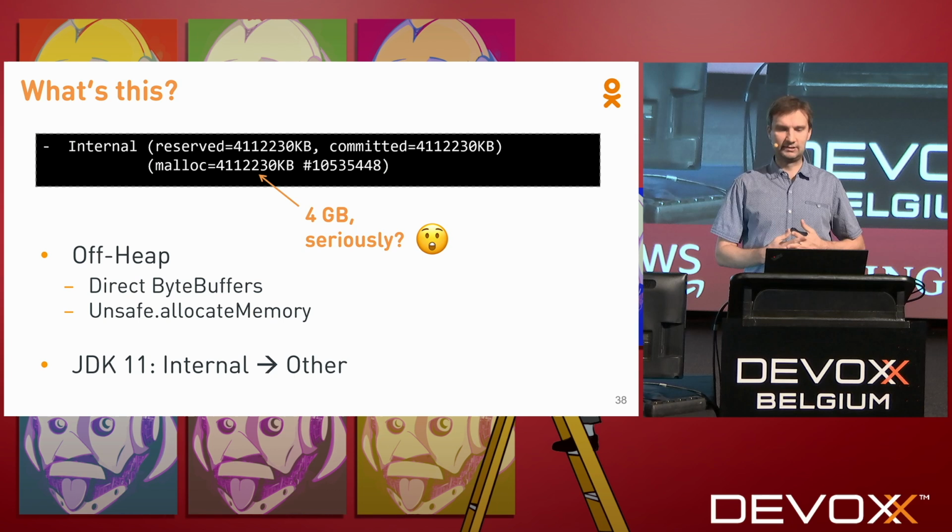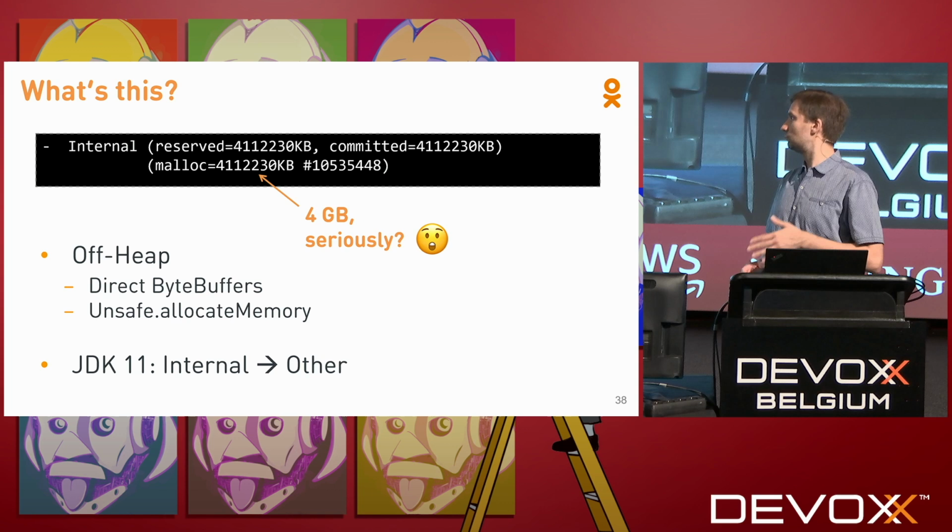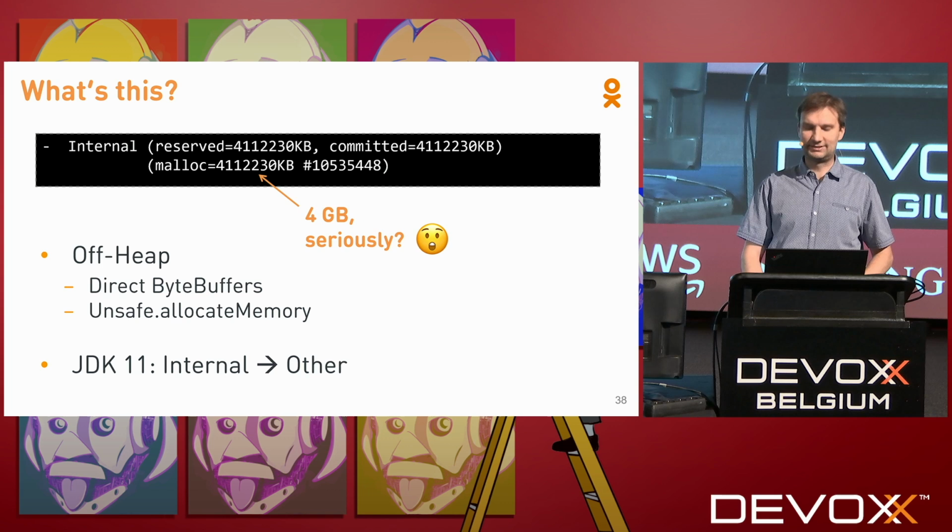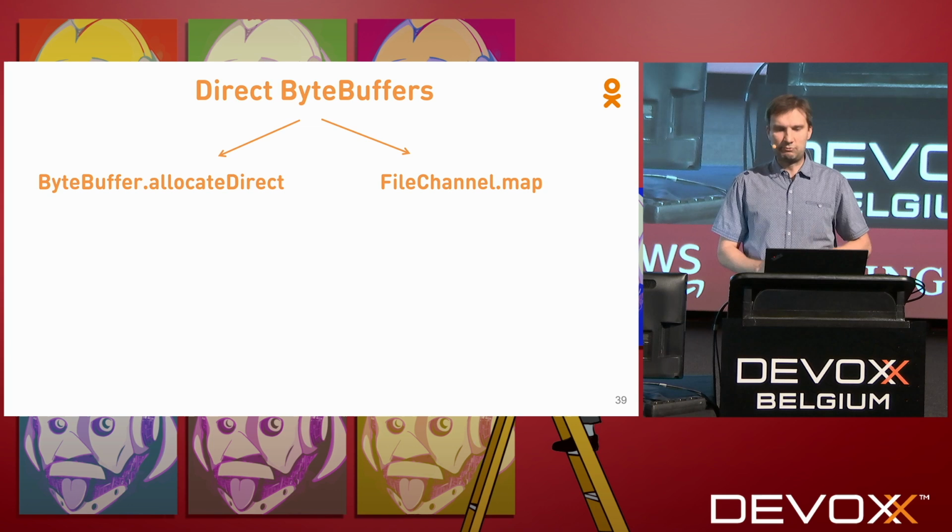So there, in the NMT report, the section devoted to byte buffers was renamed from internal to other. But as for me, this doesn't sound much clearer. So let's talk about direct byte buffers and their relation to footprint.